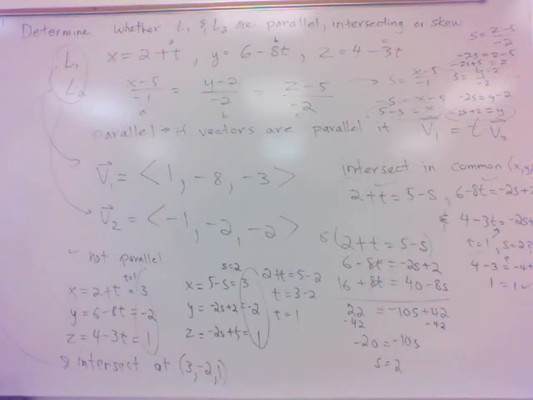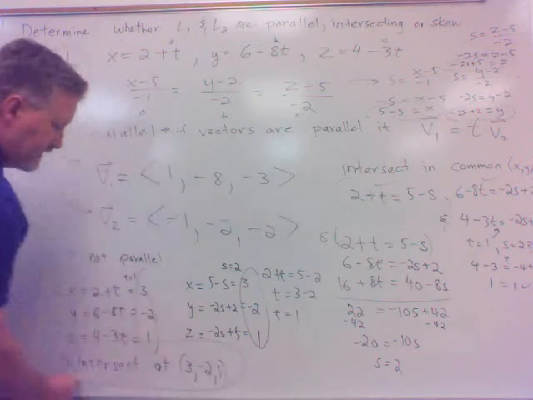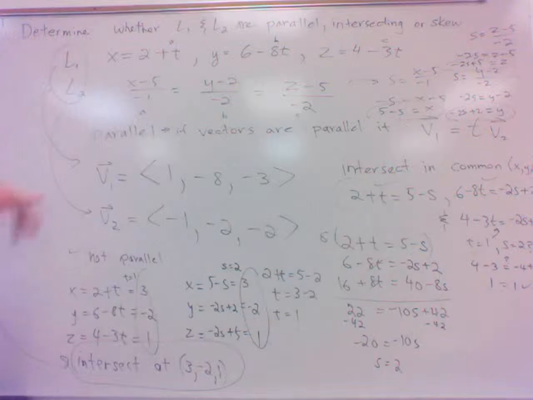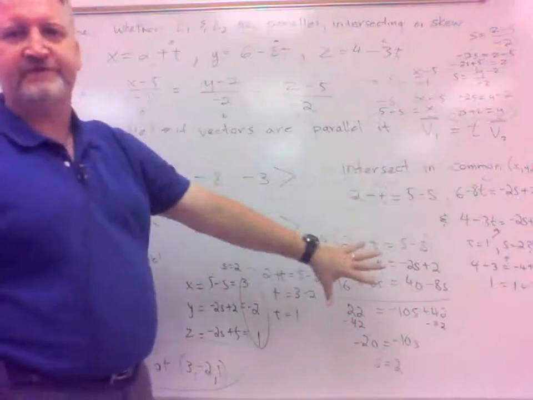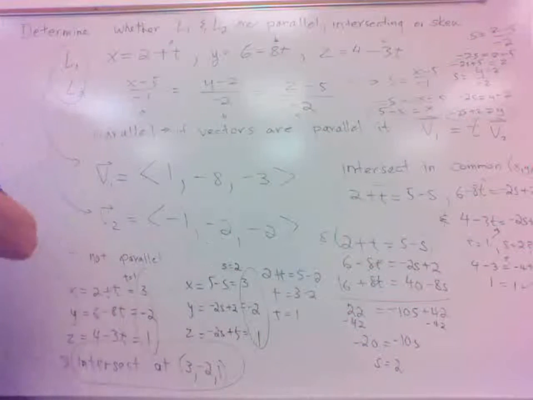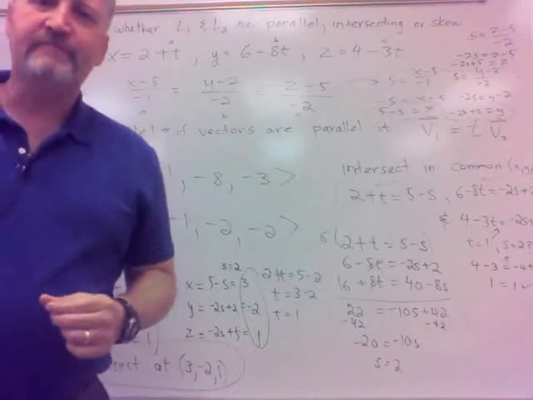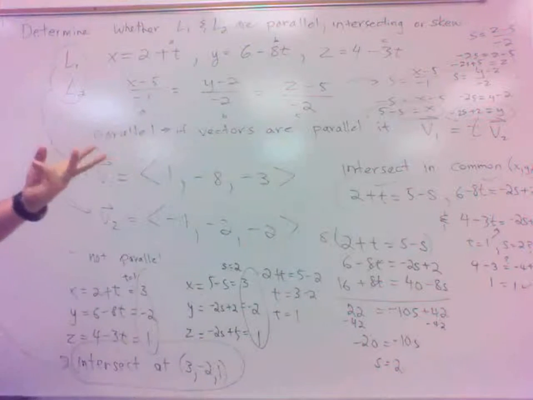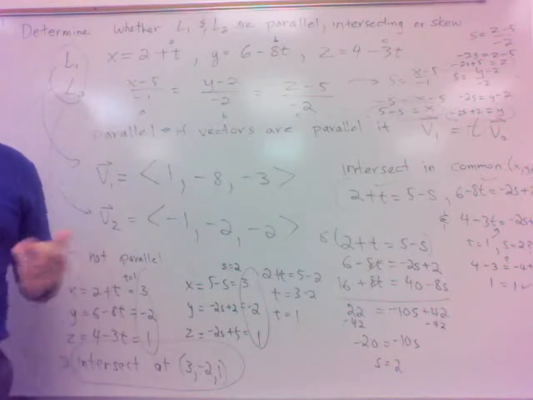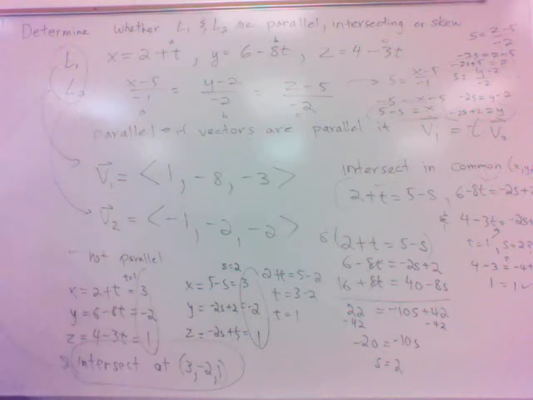So that's the way it worked in this one. Now, if they're not parallel, and we can't find a solution to the system here, then the only other alternative is that they're skew. So that's the way that works. All right? Is that okay?